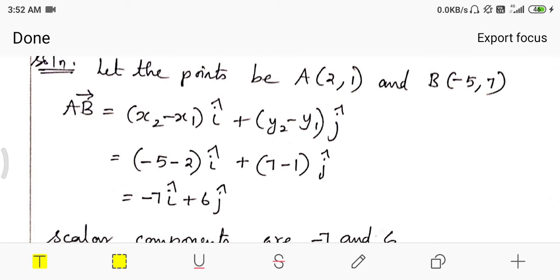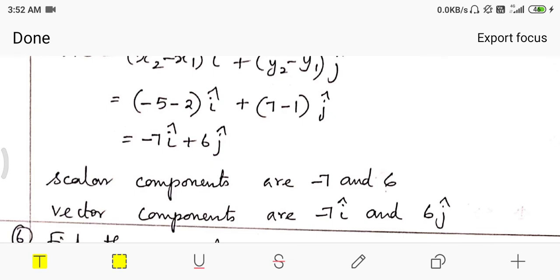So mark the first point as x1, y1, the second point as x2, y2, and substitute, you will get the answer. The scalar components are the numerical values, I mean the coefficients of i cap and j cap, and the vector components are along with the vectors, you have tried, -7i and 6j cap.